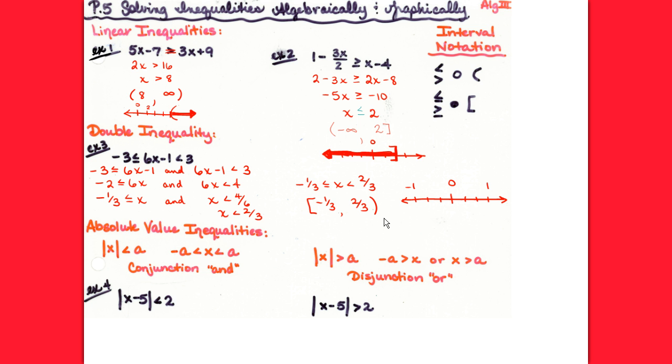And again, if I were to graph that, I would have a bracket on the negative 1/3, a parenthesis on the positive 2/3, and I'm shading in between. And here again is a great example for us to be able to see how the interval notation so perfectly mimics what the graph would look like. And that's the reason why we like that notation.